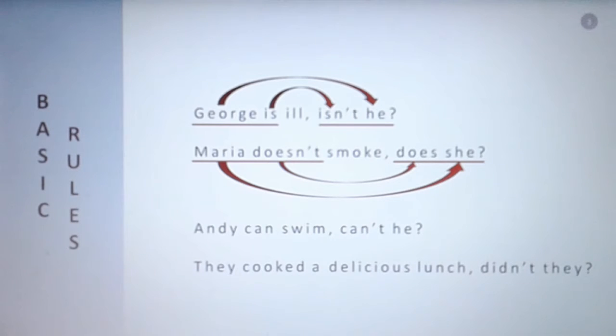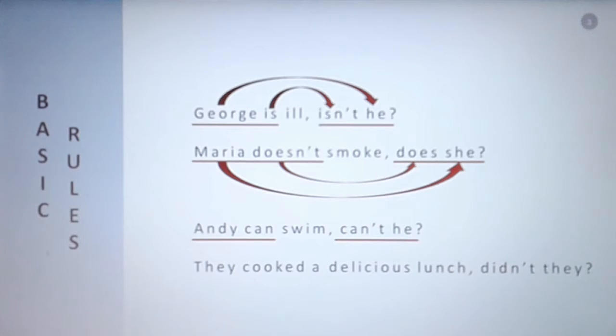Alright, now take a look at the third example. Andy can swim, can't he? So this time the sentence uses a modal verb, which is can. So the question tag, we repeat it again but in different form. So from Andy can, which is positive, we change it into can't he, negative can't.